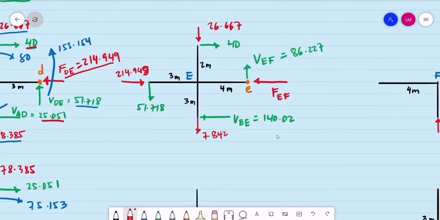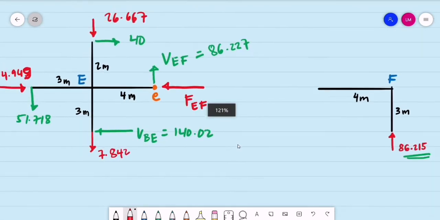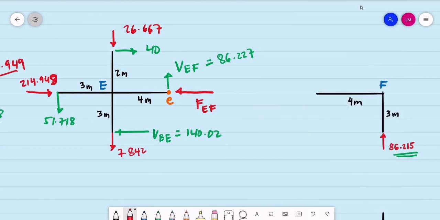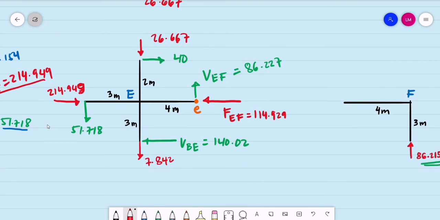Okay, so at joint E, again, we proceed to joint E. Then we are doing summation of forces horizontal. We have the 214.949 plus 40, then less the shear for BE, the 140.02. It's 114.929. It's equal to 114.929 kilonewtons.